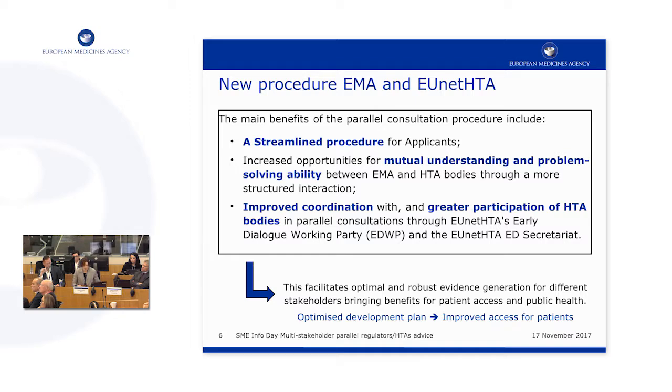So going on to the new procedure. This is a new procedure between EMA and UNETA, and it is a streamlined procedure, and there are also increased opportunities to facilitate understanding, problem solving, and reduction of divergences between EMA and the HTA bodies with a more structured interaction compared to the older platform. There is also improved coordination and greater participation of HTA bodies through some of the structures that have been put in place, one of which is called the Early Dialogue Working Party for HTAs and the UNETA Early Dialogue Secretariat.